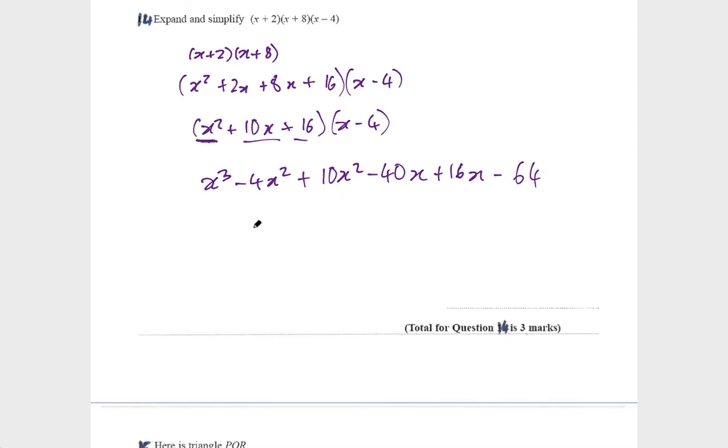Putting those all together, I've got x cubed, minus 4x squared plus 10x squared is plus 6x squared, minus 40x plus 16x is 24x, so minus 24x, minus 64. I just need to make sure every time that I've got 2 terms that are in x squared, 2 terms that are in x, that can be simplified into those 4 different terms, x cubed, x squared, x, and the constant number term.